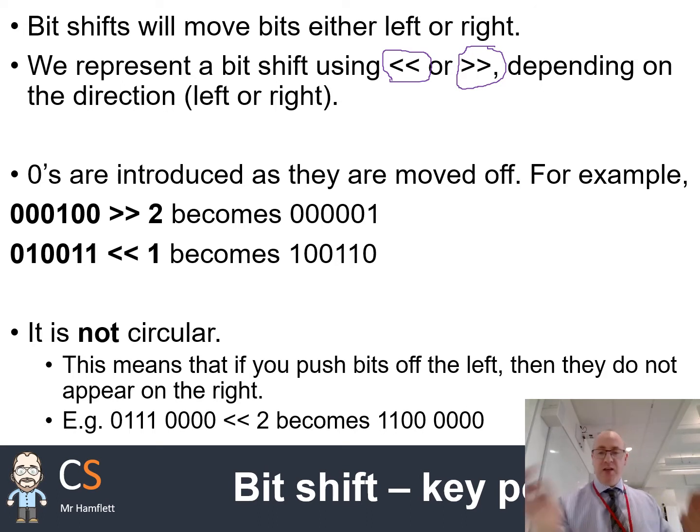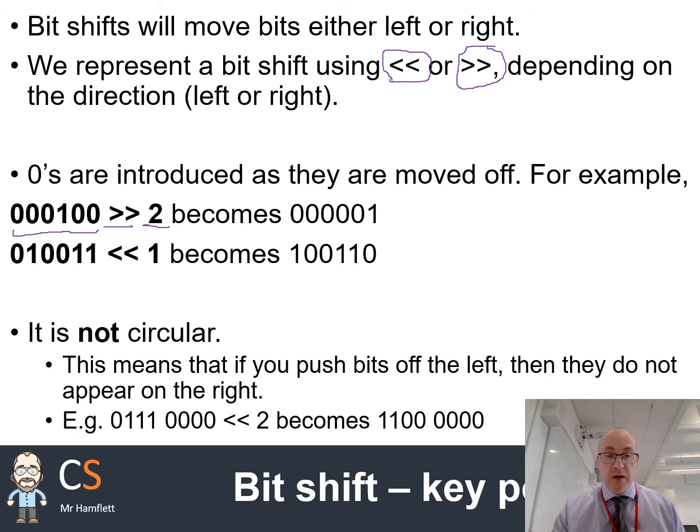Now my video is reversed, so I'll just say if it's pointing to the left, we're going to shift all the bits to the left. If it's pointing to the right, you get the idea. So this first one here, we've got 0, 0, 0, 1, 0, 0. And we're bit shifting that to the right, because it's pointing towards the right, by 2. That means every bit is going to move twice.